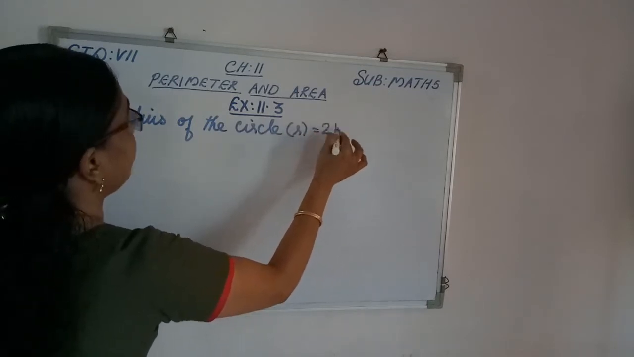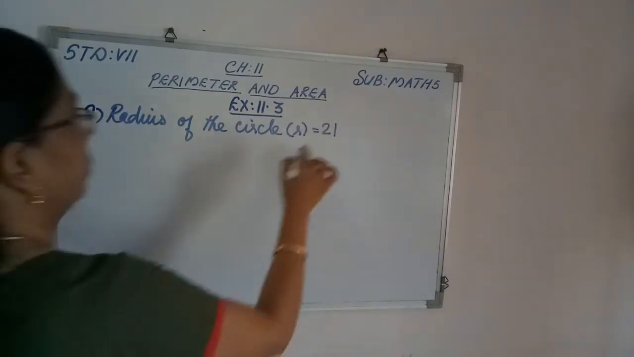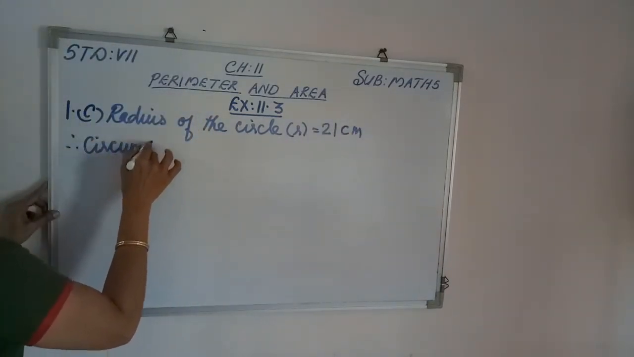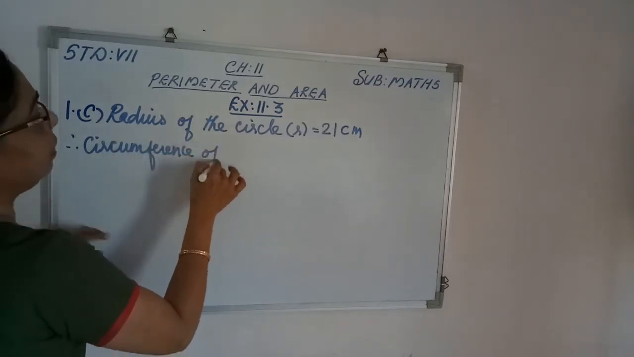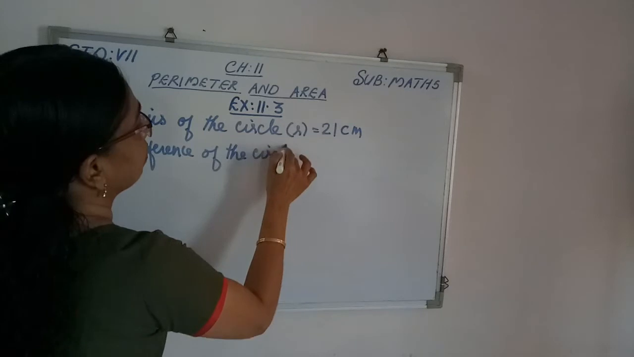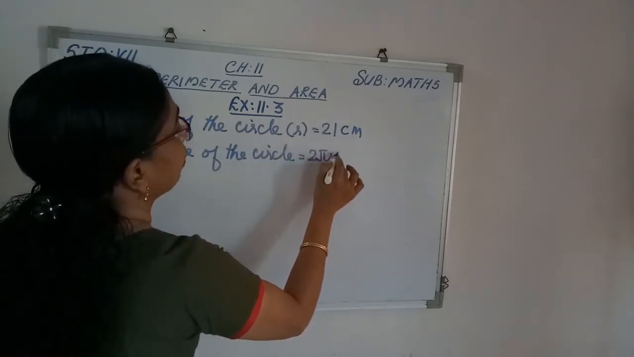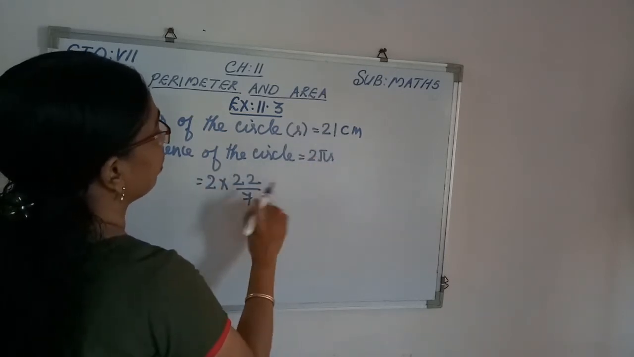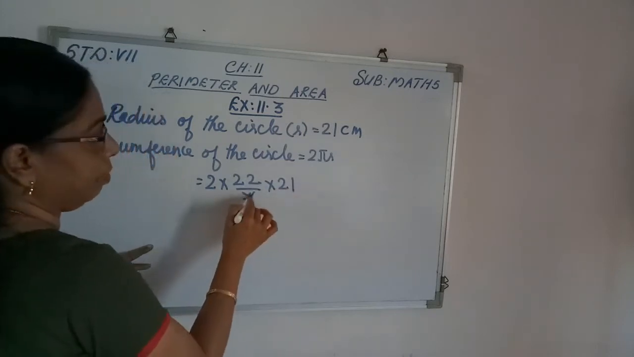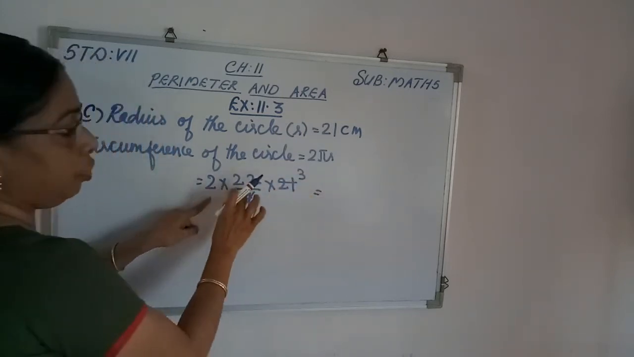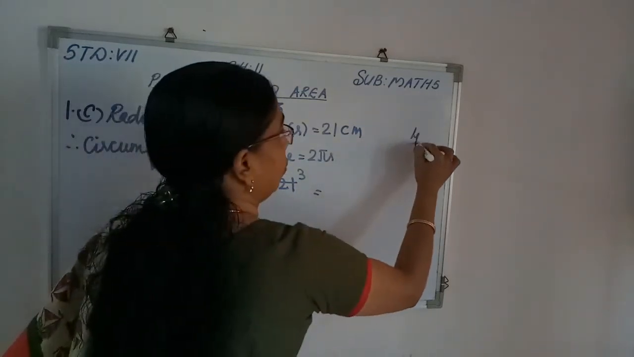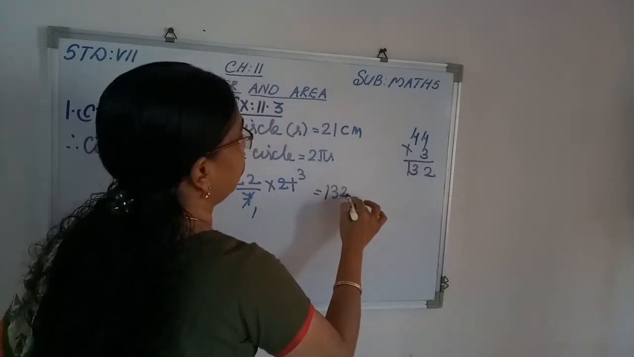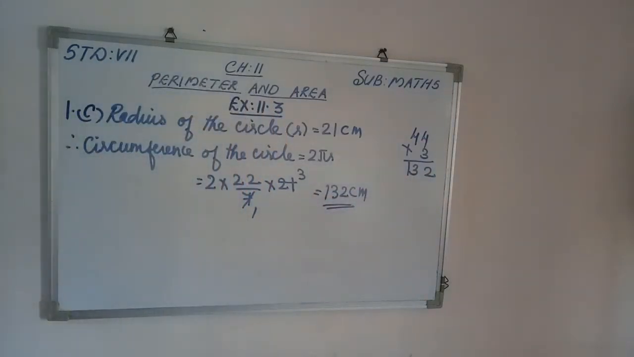R is equal to 21 centimeter. Therefore, circumference of the circle, formula 2 pi r, that's equal to 2 into 22 upon 7 multiplied by 21. 7 ones are 7, 7 threes are 21. 2 into 22, 44. 44 into 3, 132. 132 centimeter. This is the answer.